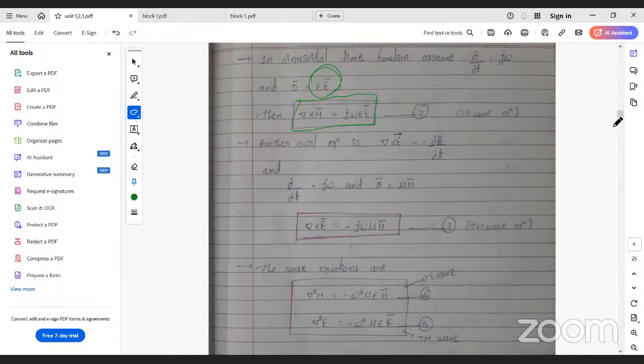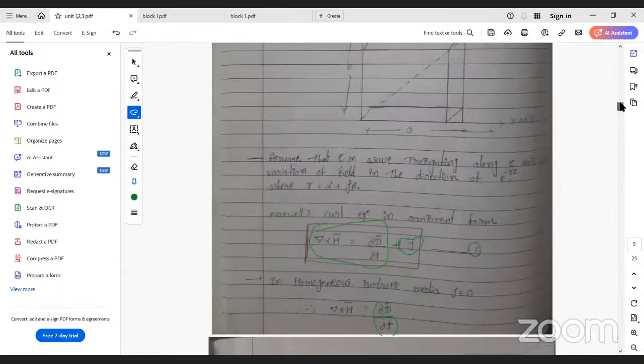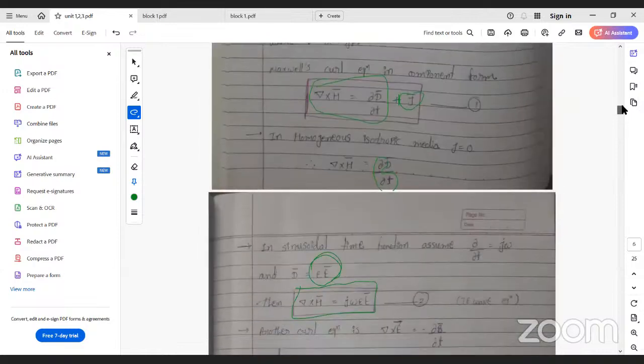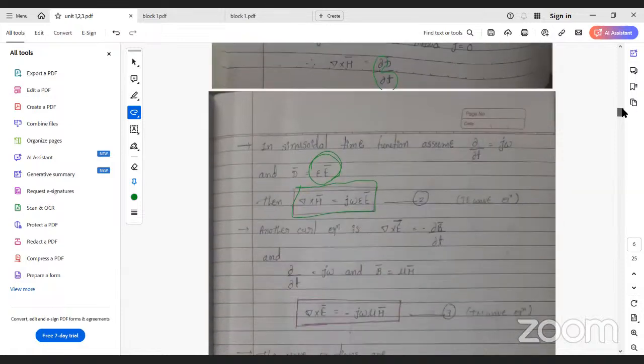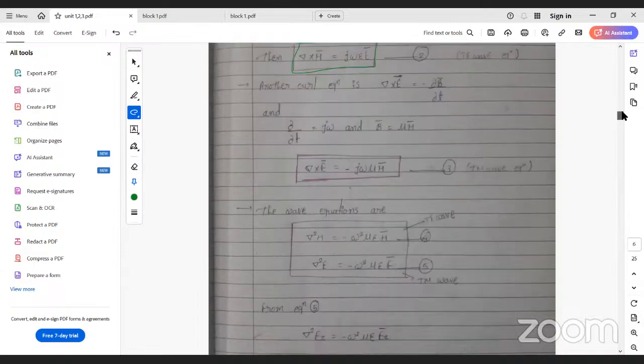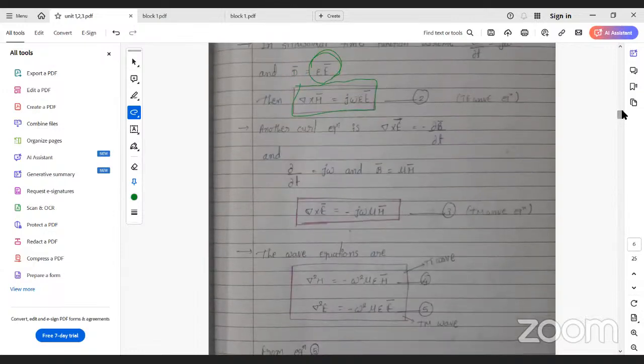Again, I am revising what we discussed. Del cross H is dou D by dou t plus J. J equals 0. In terms of dou by dou t, I kept j omega. In place of D, I kept epsilon E. For the magnetic field, I kept mu H, and I got two equations, del cross H and del cross E. Is it okay up to here? Yes, ma'am.